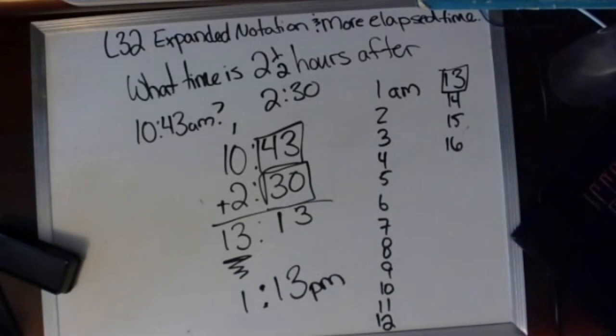All right, you can all go to practice set. And this was lesson 32 for expanded notation and more elapsed time.